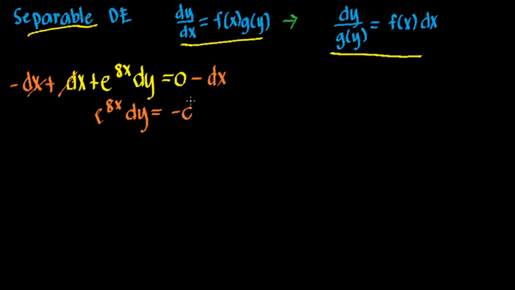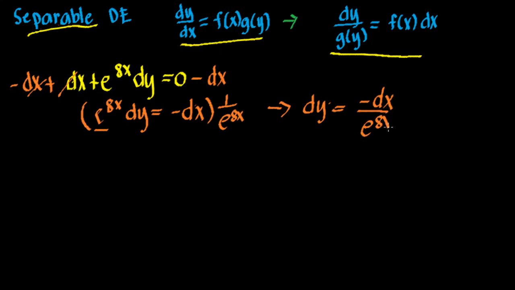negative dx. Now, as you can notice here, the function e to the 8x is on the left hand side where our dy is located. So we'll have to transfer this to the right hand side by multiplying by 1 over e to the 8x. And then we'll have dy is equal to negative dx over e to the 8x.